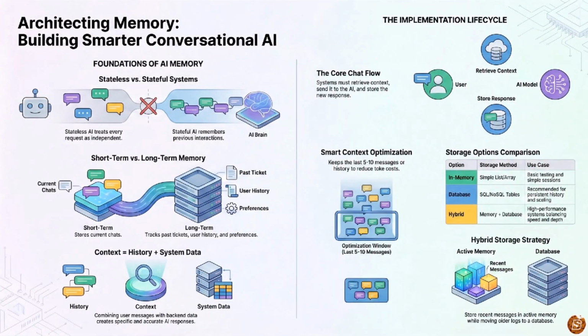In summary, architecting memory is about balancing stateless and stateful design, layering your storage, and optimizing how you feed context back to the AI.